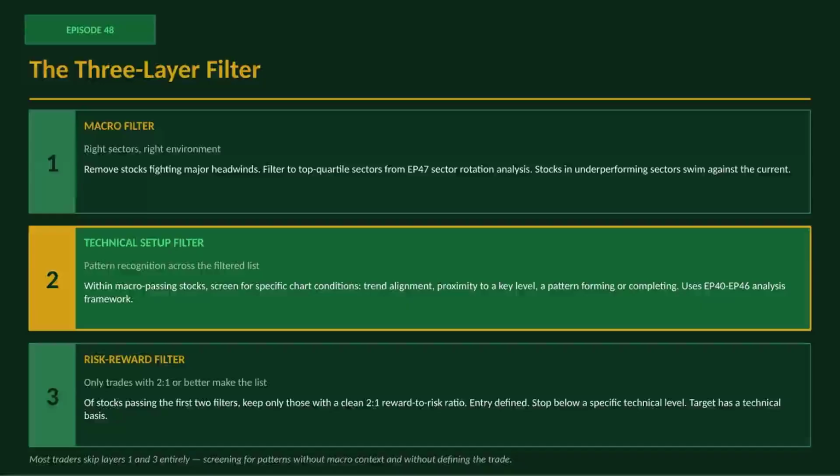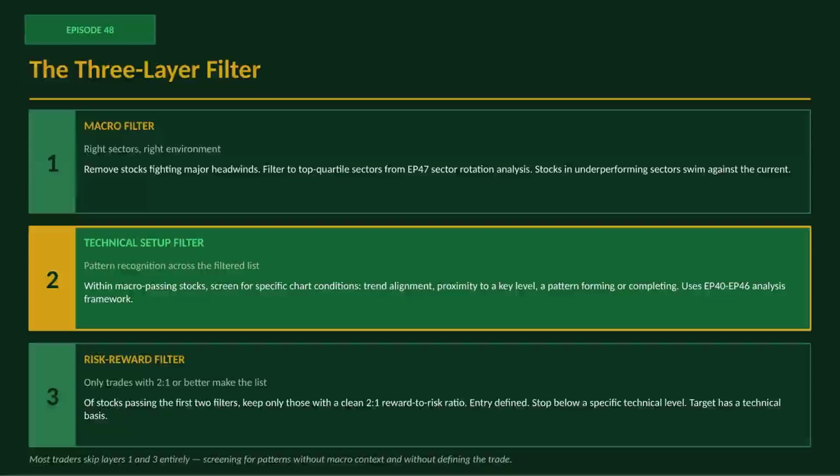Layer 1 is the macro filter. This removes stocks that are fighting major headwinds regardless of their individual chart. A stock in a sector that is in long-term relative underperformance is swimming against the current. Start by filtering to stocks in the top 2 quartile sectors as identified in the sector rotation analysis from last episode.